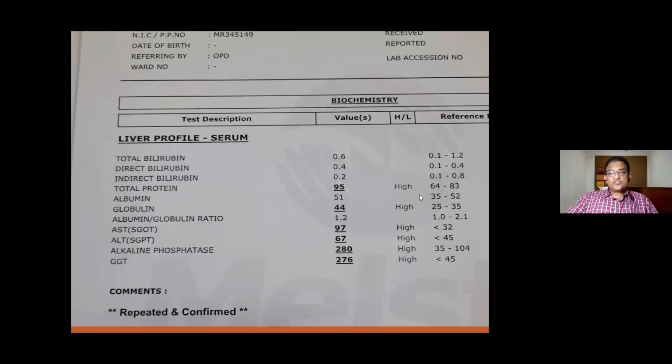Okay, so what are the striking abnormalities? Normal bilirubin, normal albumin, raised globulin, not very high. AST/ALT raised and reversed. Alkaline phosphatase 3 times upper limit of normal. Gamma GT 6 times upper limit of normal. So a cholestatic picture, but no elevation of bilirubin.